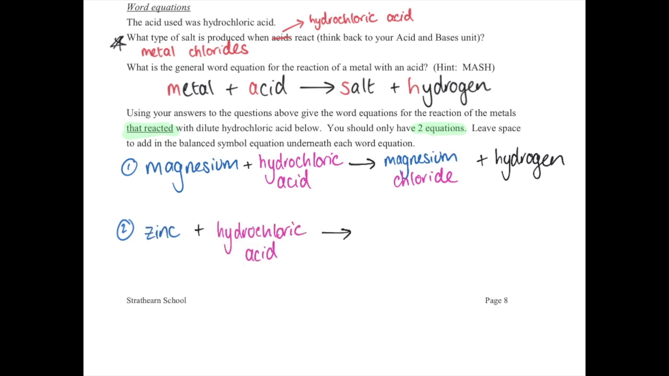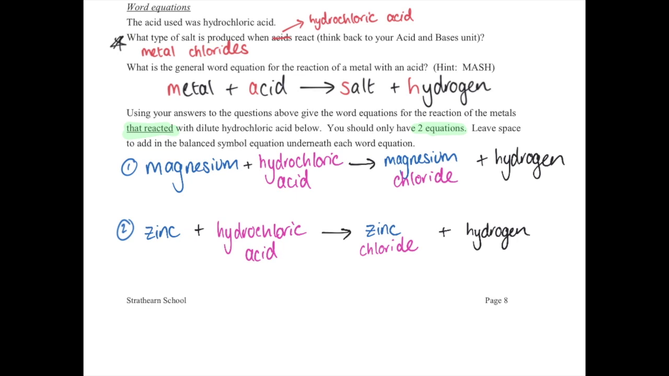Then we had zinc reacting with hydrochloric acid. What's the name of the salt going to be this time? First name from the metal, so that is zinc. Second name from the acid, but the acid changes its name from hydrochloric to chloride. So the salt this time is called zinc chloride. And then we need to remember that we've produced hydrogen as well. So our overall equation is zinc plus hydrochloric acid gives you zinc chloride plus hydrogen.